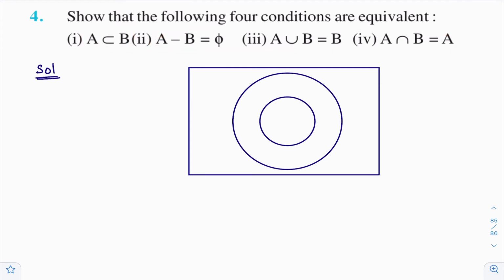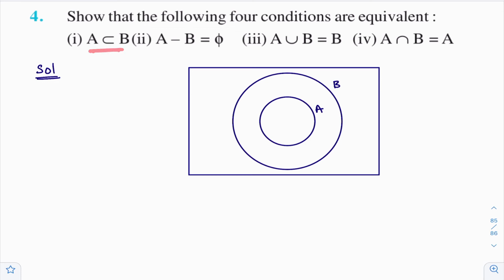Here you observe I have taken 2 sets. Here the smaller set is set A, the bigger set is set B, because they are saying that A is a subset of B. What does it mean? Whatever the elements present in A, that are present in set B also, because B is the bigger set. All the elements of set A are present in set B. This diagram itself indicates that this set A is a subset of B. So I have taken A is a subset of B.